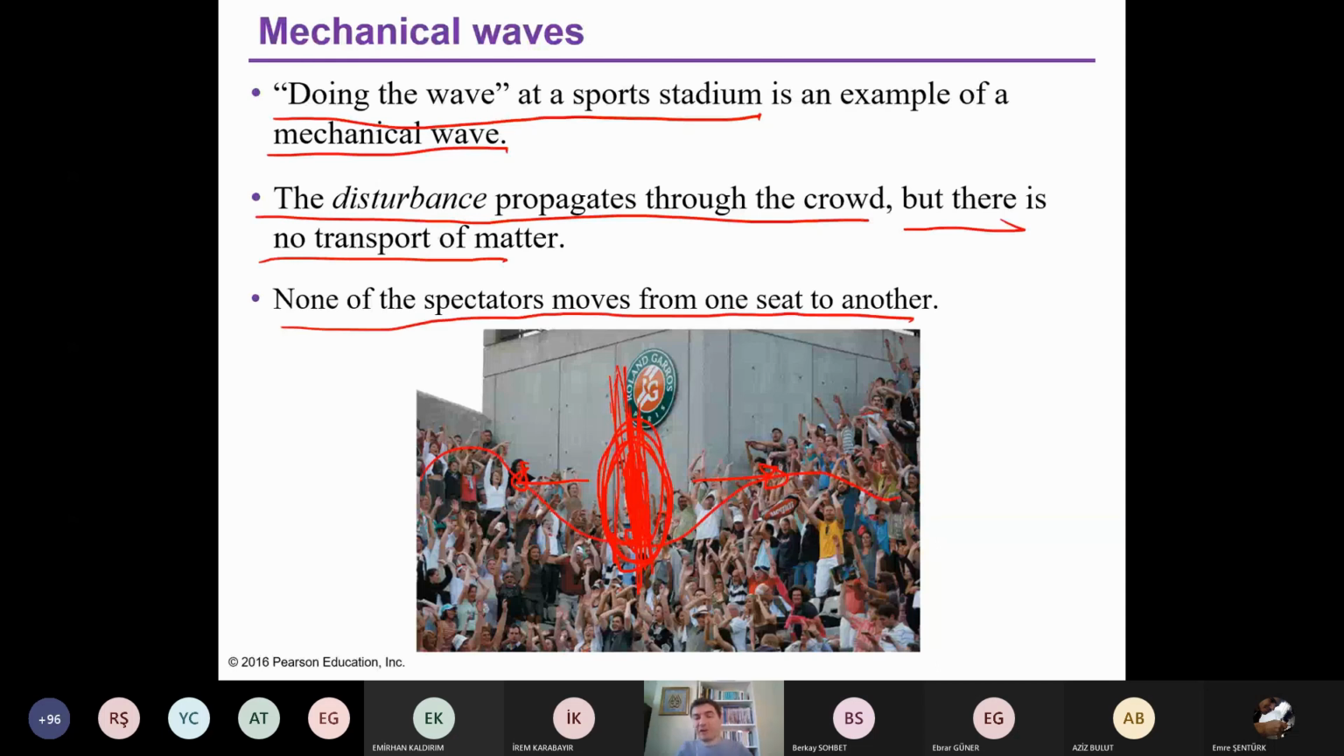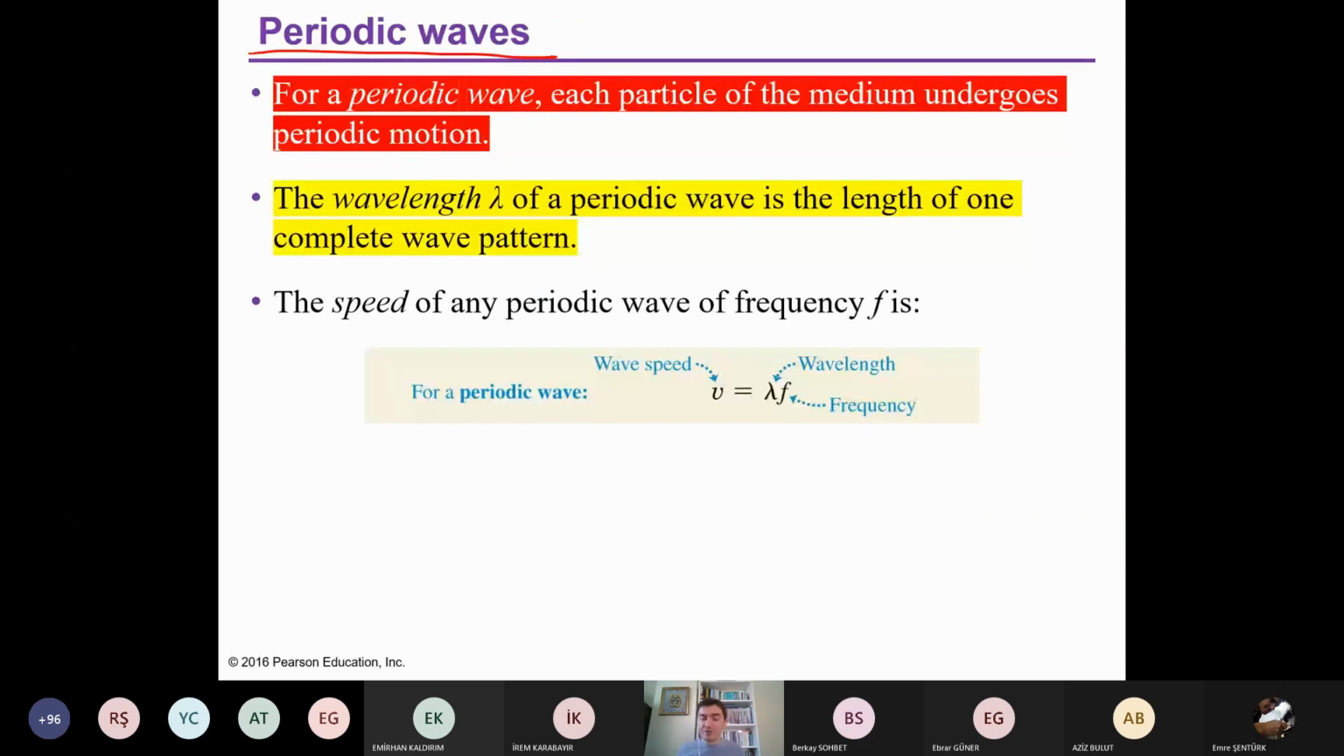Do you have any question until this point? And let me continue with periodic waves. Just keep the information of periodic motion or simple harmonic motion, which you learned during the last lecture, okay? Always remember the periodic motion in this part of the lecture.